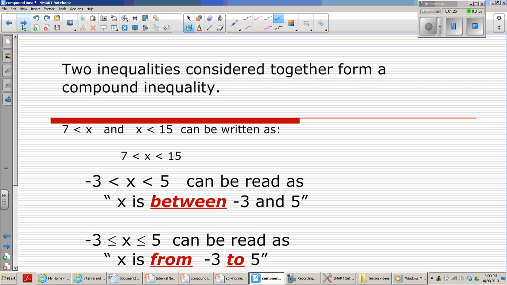Down at the next example, -3 is less than or equal to x and less than or equal to 5. This one can be read as x is from -3 to 5. Notice here, what's the difference in the two inequalities? In the second one, we've got less than or equal to, so we can't use the word between. We need to include -3 and 5, so we say from -3 to 5.